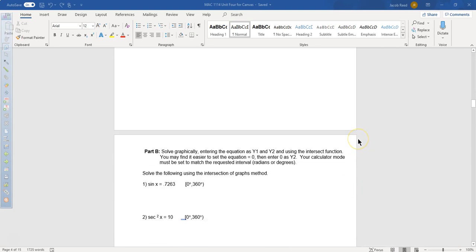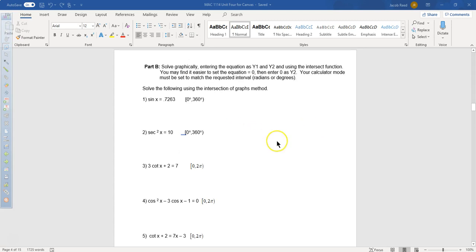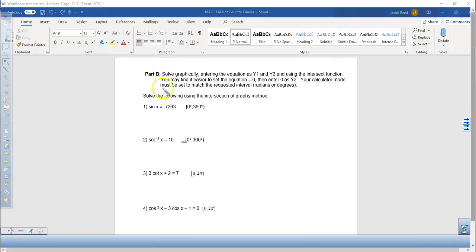Okay, almost done. Now we got part B, solving graphically. We've done this before in class, so I'm not going to spend a huge amount of time on it. Remember that to solve these graphically, we put this in y1, this is y2, and then when we do that, we determine where they intersect. I'm going to go ahead and tell you what I got for these so you'll have it.